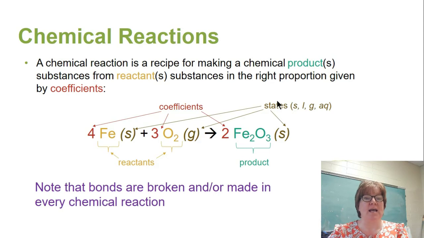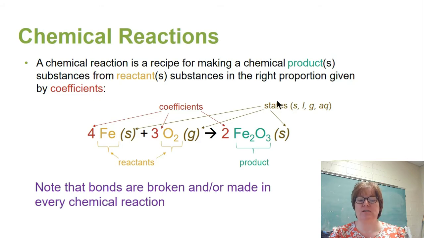Also, we're going to put the reactants on the left side of the arrow because they are what's there at the beginning. We think like we're reading in English language where it goes from left to right. So left is the beginning, those are the reactants, and everything on the right side of the arrow is the products. Note that in every chemical reaction, something that's happening behind the scenes is that I have to break bonds and/or make bonds. Something has to be happening to bonding. That's really the essence of the chemical reaction.